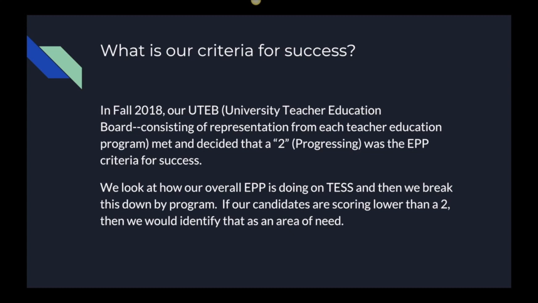What is our criteria for success? Well, in fall 2018, our UTEB, University Teacher Education Board, voted and decided that 2, or progressing, was the EPP criteria for success. What does that mean? Well, when we look at how our overall EPP is doing on tests, either overall or by program, if candidates are scoring lower than a 2, we would identify this as an area of need.